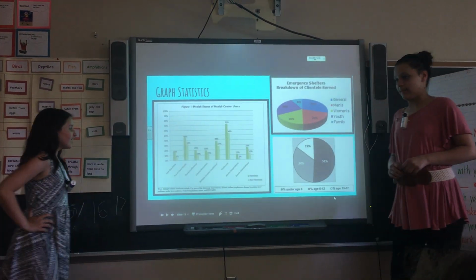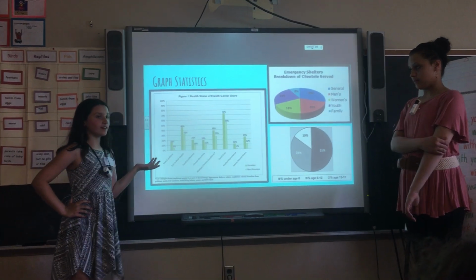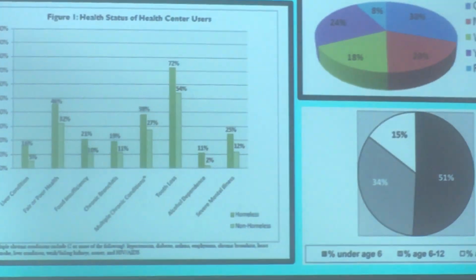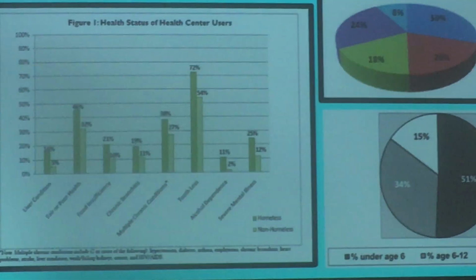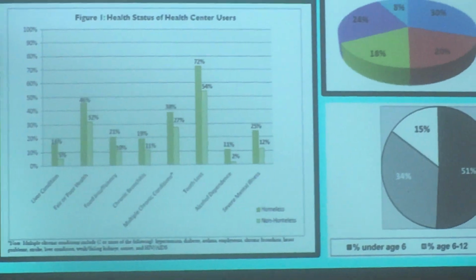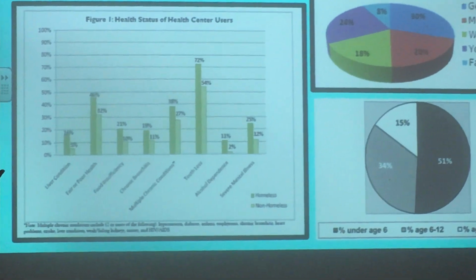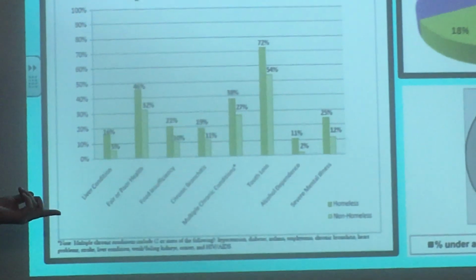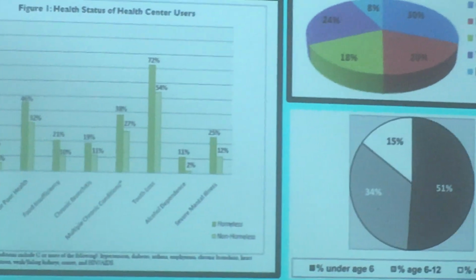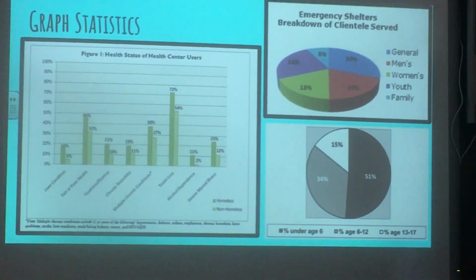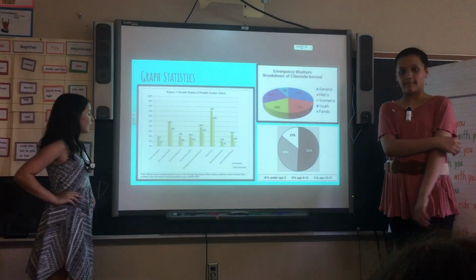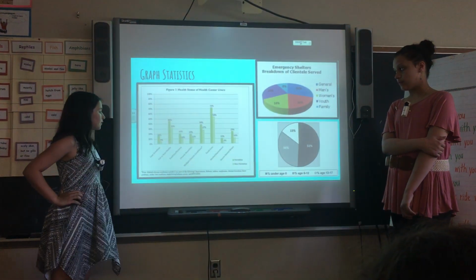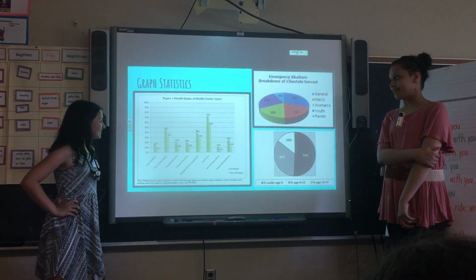Graph statistics. As you can see here, the dark green represents homeless people and the light green represents non-homeless people. Liver condition. 16% of homeless people get a liver condition and only 5% of the non-homeless. Fair or poor health. 46% of the homeless have fair or poor health and only 32% of the non-homeless. Food insufficiency. Food insufficiency means they don't have enough food to support themselves. 21% of the homeless have food insufficiency and only 10% of the non-homeless.